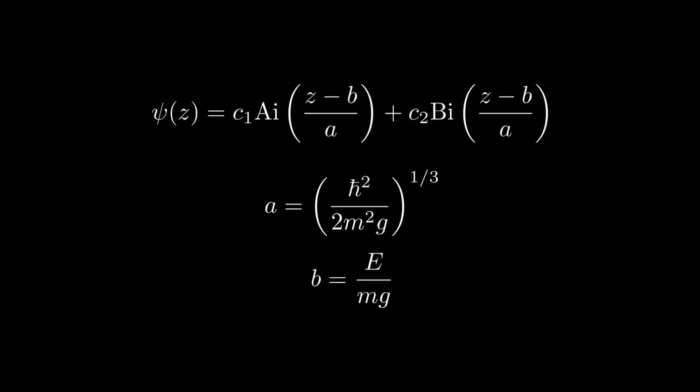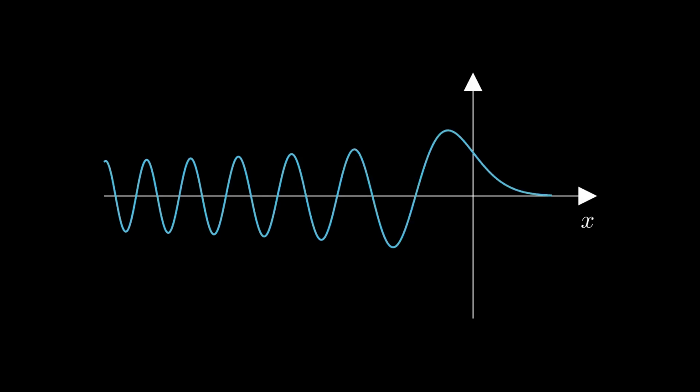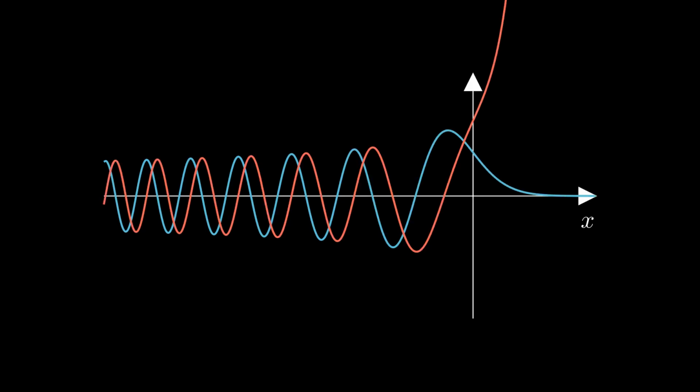Okay, so we have an ansatz for a solution, but what are these coefficients c1 and c2? After all, the normalization condition alone is not enough to define both of these constants. Well, to answer this question, let's plot both the Ai and Bi functions. We can see that for negative x, both functions have oscillatory behavior, similar to sine and cosine, while for positive x, Ai of x decays exponentially, while Bi of x increases exponentially. In essence, these functions capture both oscillatory and exponential-like behavior.